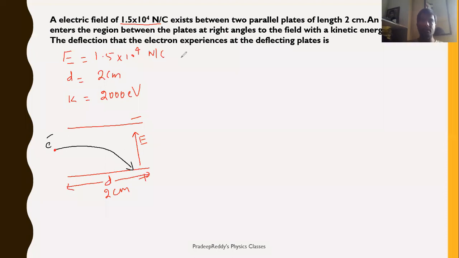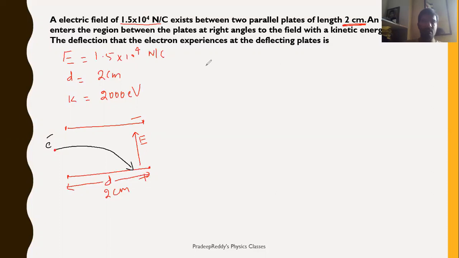It is mentioned that between the two parallel plates of length 2 centimeter, the length of each parallel plate is 2 centimeter. So this is the length of the parallel plate, and of course, this is also the same length, 2 centimeter. It is positive, it is negative, and the electric field is upward. The electron is entering perpendicular to this electric field. As a result, it experiences a deflection in the direction opposite to that of the electric field. Now you are supposed to find out the deflection of the electron.